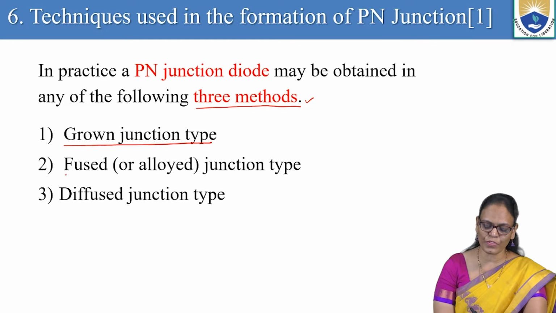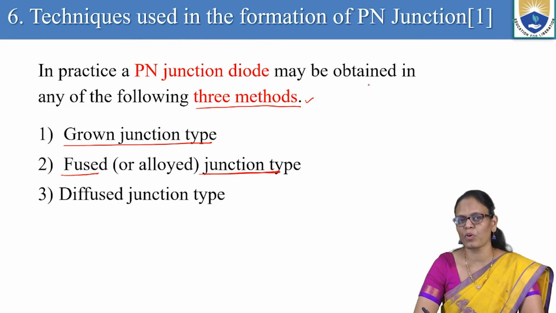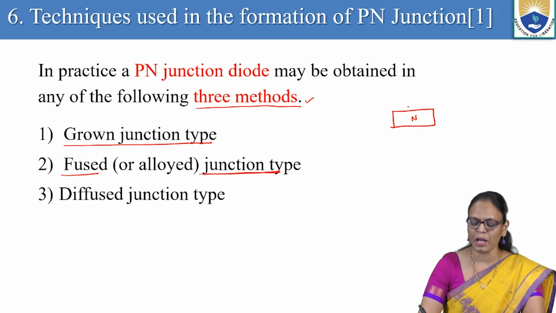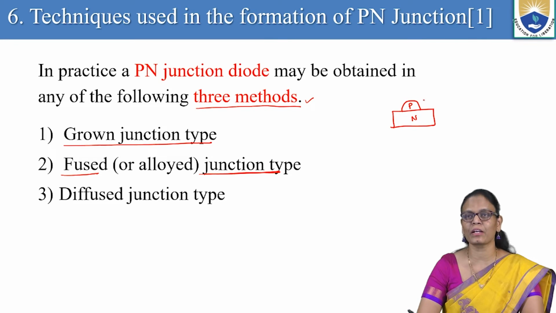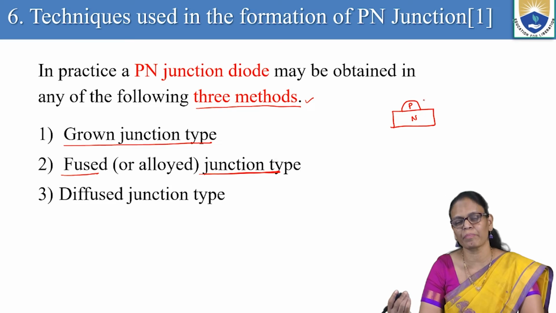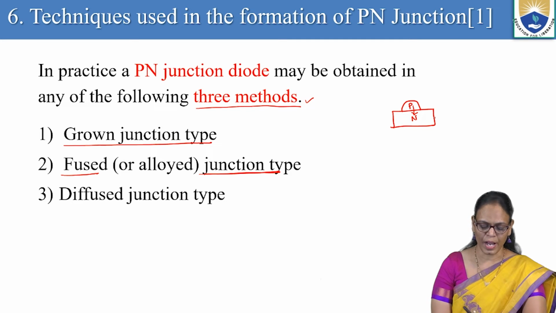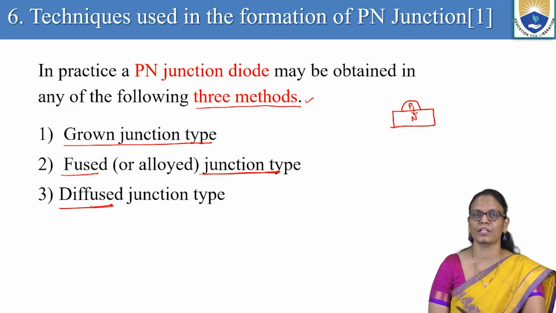And the second one is the fused junction type. In the fused junction type, what we do is take an N-type material. This is N-type. And you put some P-type material on it and heat it to a very high temperature so that it gets fused into the N-type. And the third one is the diffused junction type.